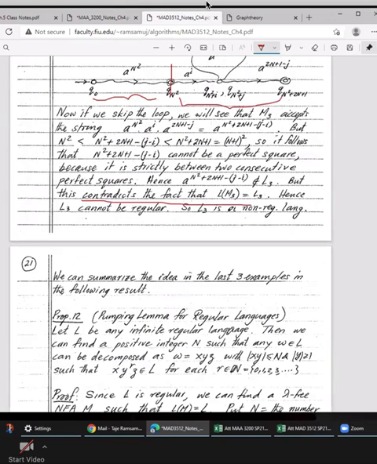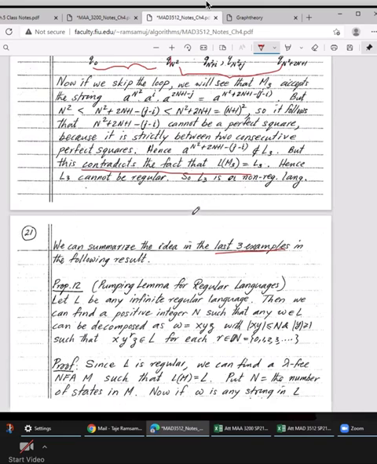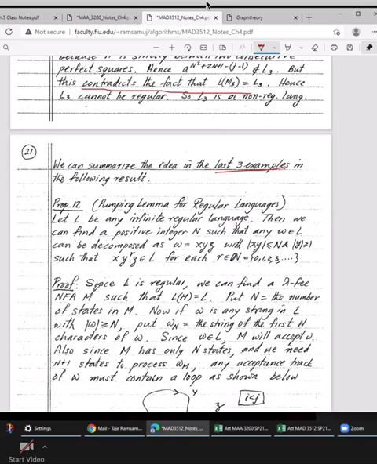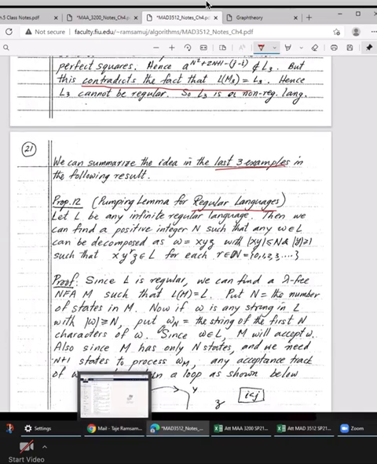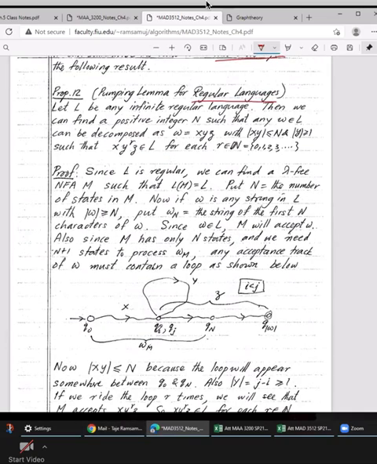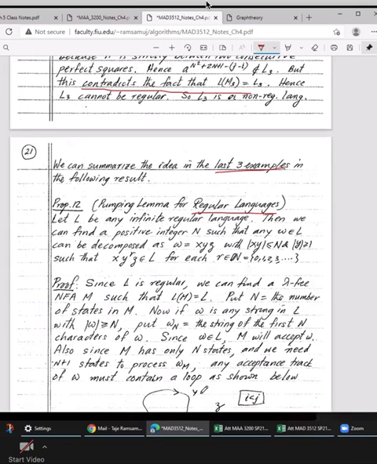So you can summarize these ideas in the last 3 examples as follows. It's called the pumping lemma for the regular languages. And I won't bother to prove it, the reason being we have other fish to fry in the frying pan. But this is basically telling you the same thing. You get a loop and something happens. So let us look at what it says.